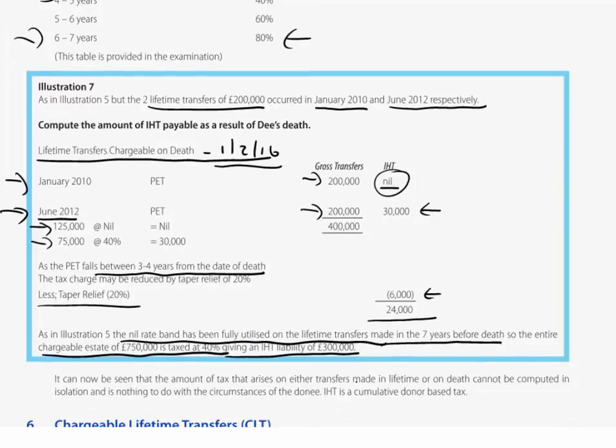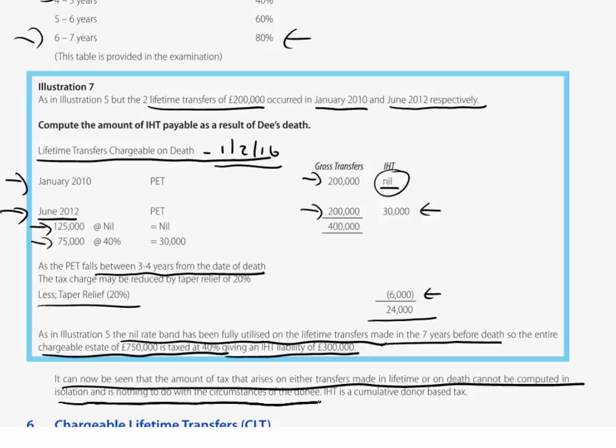As we've referred to throughout our studies, IHT is a cumulative donor-based tax here. Now, although it's donor-based, it will in relation to a PET be the donee that has to pay any tax. It can now be seen that the amount of the tax that arises on either transfers made in lifetime or on death cannot be computed in isolation, and it's nothing to do with the circumstances of the donee. IHT is a cumulative donor-based tax.